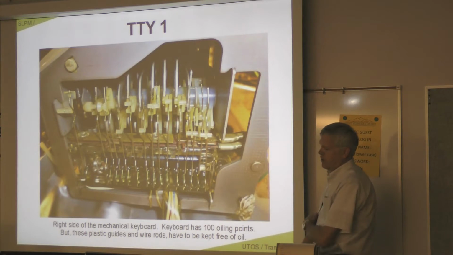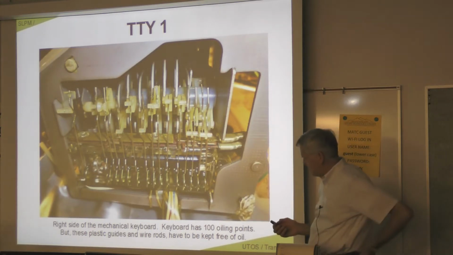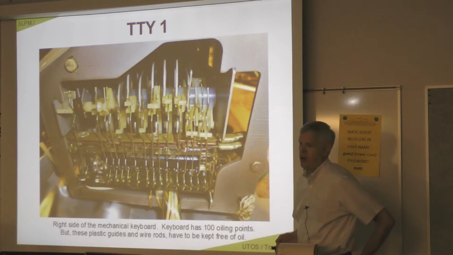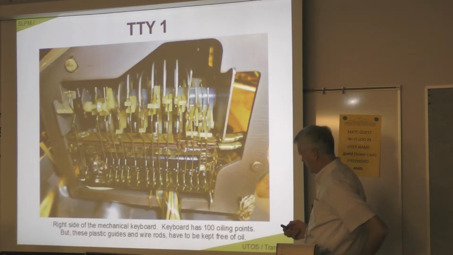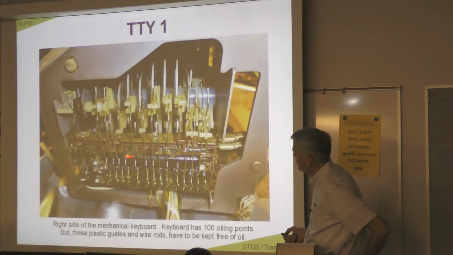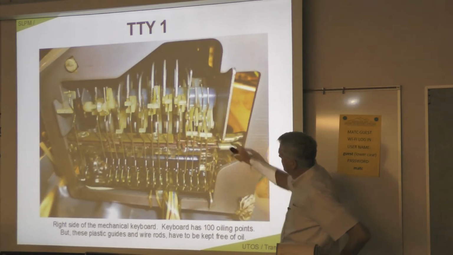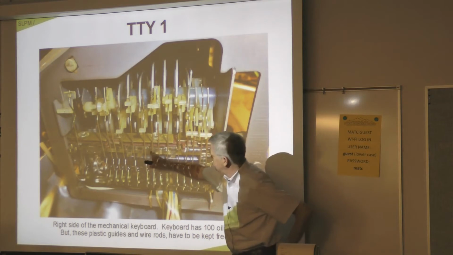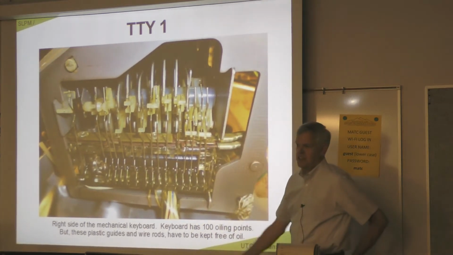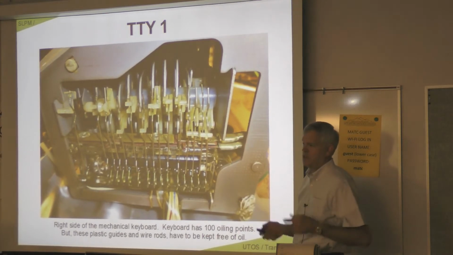This is an example of the keyboard. We're just looking at the side of the keyboard, and the keyboard in these machines is mechanical with over 100 oiling points. But the key is you want to make sure that you don't get oil on these contacts. When the keys go down, they push these metal things out, and they're hitting these metal tabs, which are creating the electrical signal to send the ASCII character that goes out.